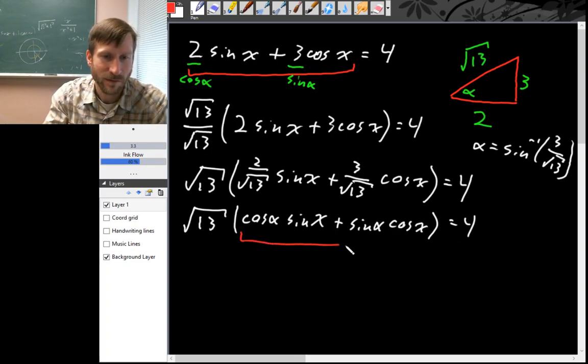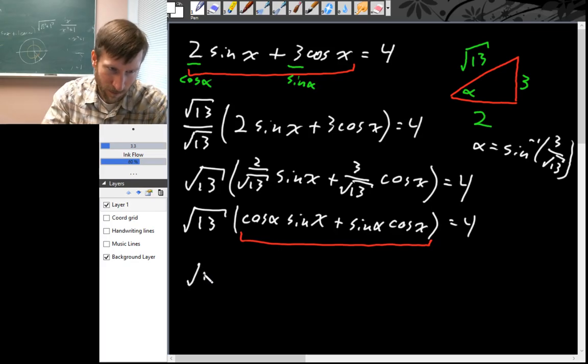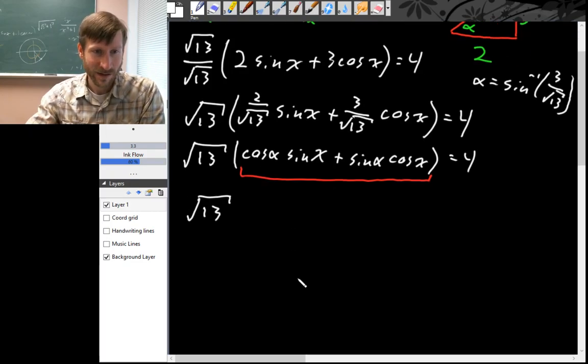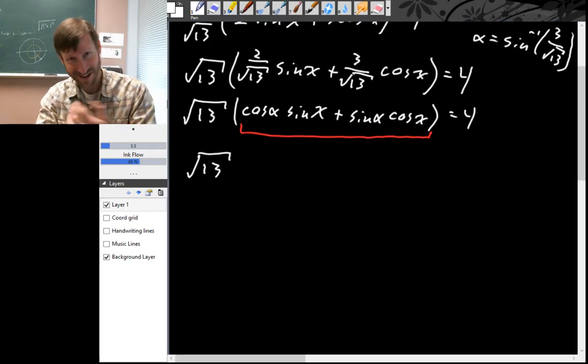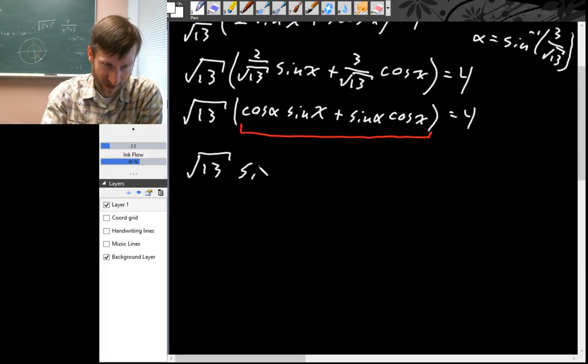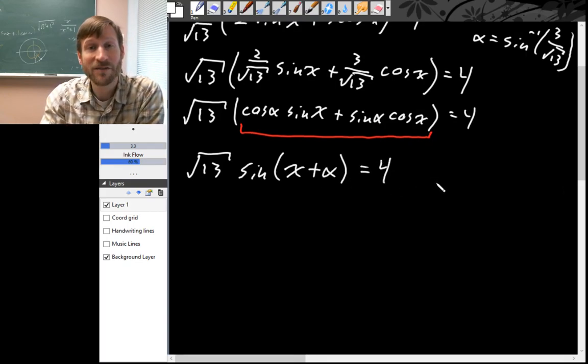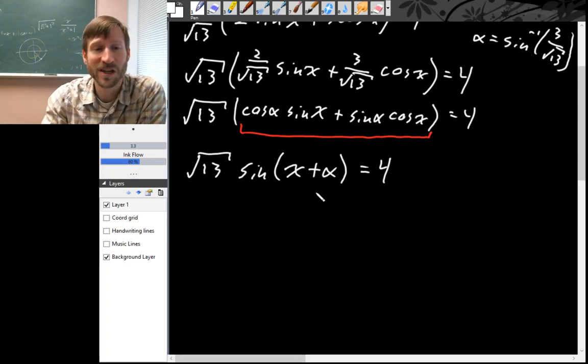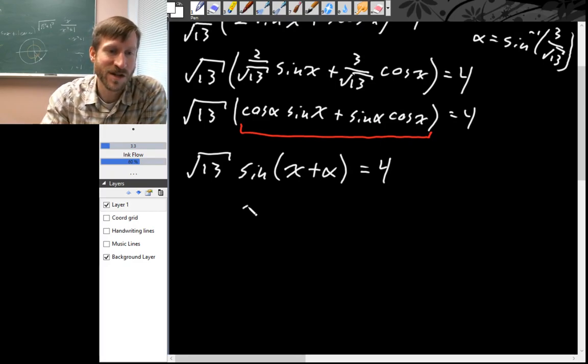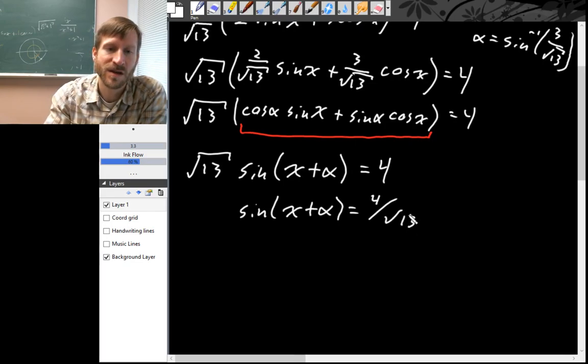And now all this stuff in parentheses is the right-hand side of the sum formula for sine. So we can replace it with the left-hand side of the sum formula for sine. And that's sine of x plus alpha equals 4. And now we have an equation that only has one trig function, so we can solve this equation in the usual way. Start out by dividing both sides by root 13. We get sine of x plus alpha equals 4 over root 13.